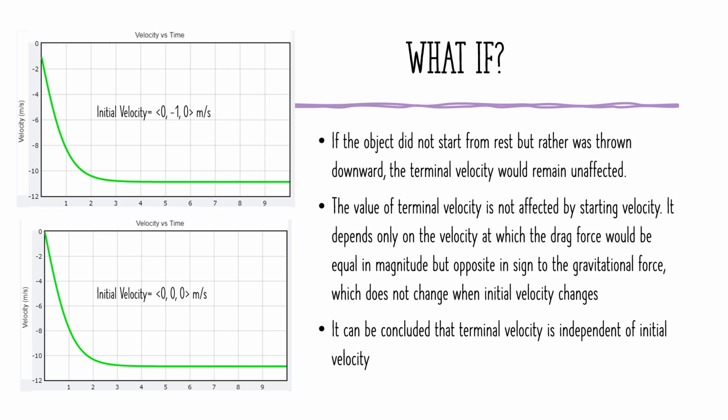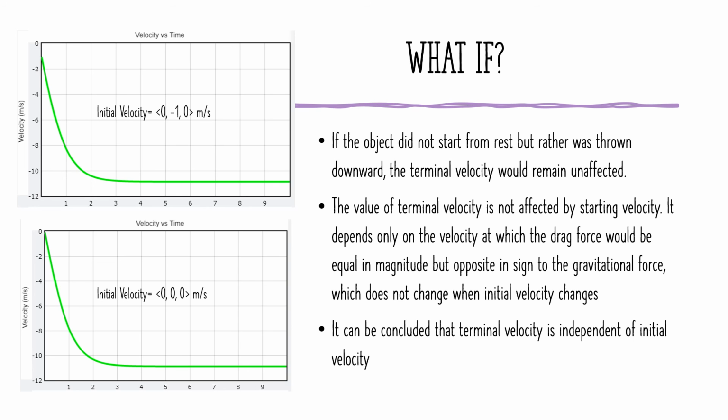What happens if the object were to be thrown downward instead of starting from rest? If the object did not start from rest, the terminal velocity would remain unaffected. The value of the terminal velocity is not affected by starting velocity. It depends only on the velocity at which the drag force would be equal in magnitude but opposite in sign to the gravitational force, which does not change when initial velocity changes. It can be concluded that terminal velocity is independent of initial velocity.